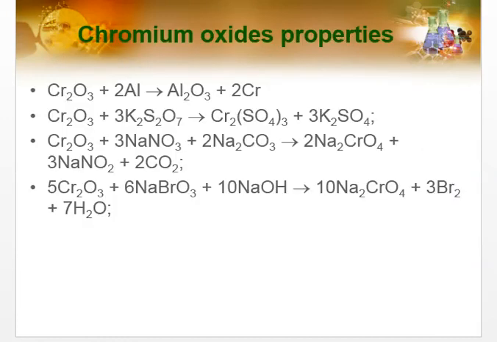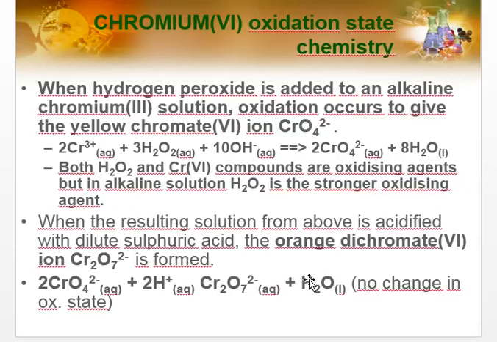Chromium 3 oxide can react with alumina, with sodium nitrate, with sodium bromate. We can add sodium carbonate for the sodium nitrate, and for the sodium bromate sodium hydroxide. And you can see the reactions, which compounds we can prepare from these reactions.